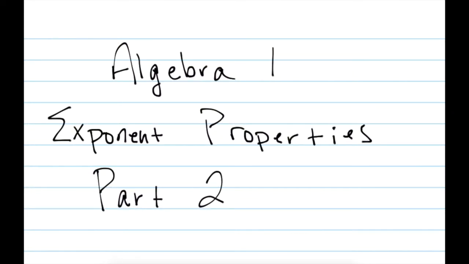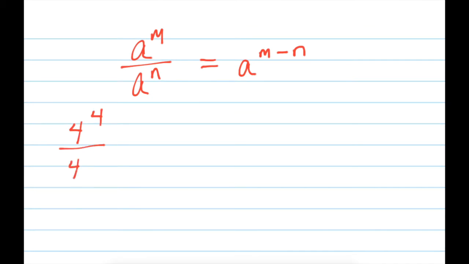Today we're covering more properties of exponents. We're going to learn two new properties, and these ones involve quotients, which we commonly see show up as fractions. Now, when we have a quotient of two powers with the same base, a to the m over a to the n, we simplify this by doing a to the m minus n. For instance, 4 to the fourth power over 4 squared would be 4 to the second.